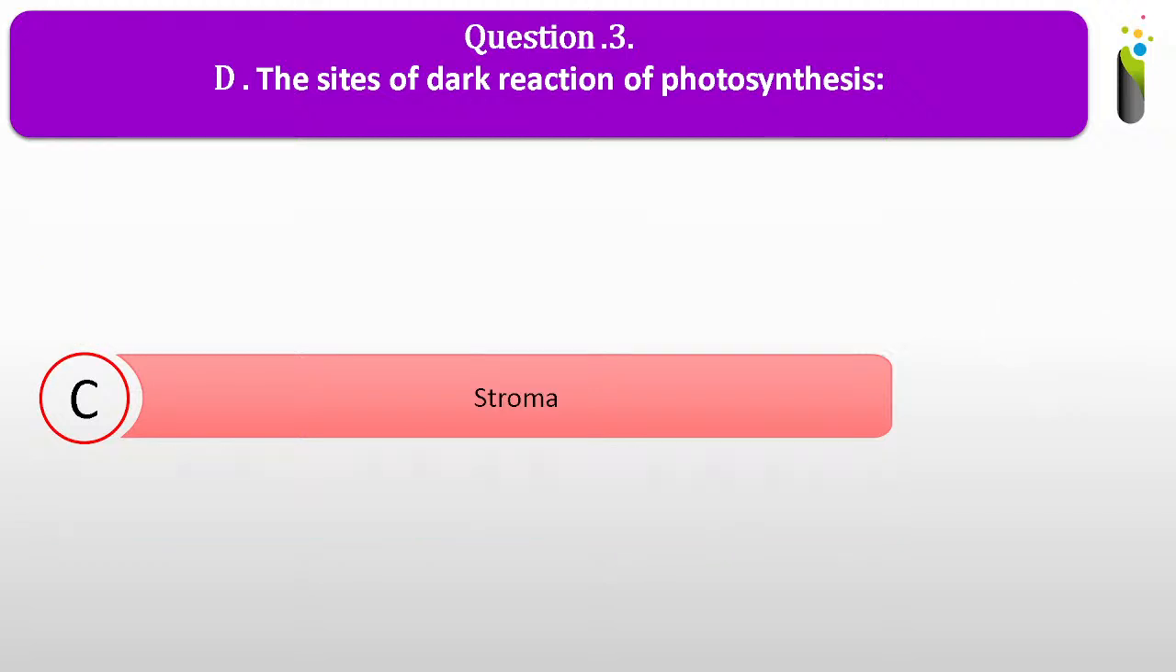Stroma is the site of dark reaction, whereas grana is the site of light reaction. Please remember, dark reactions do take place during the daytime itself, but they do not utilize light. That's the reason they are called dark reactions. In other words, they are light independent reactions. So please make this very clear.